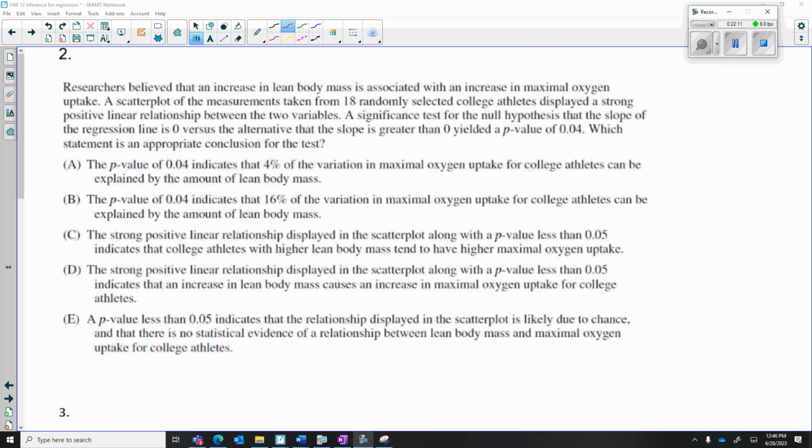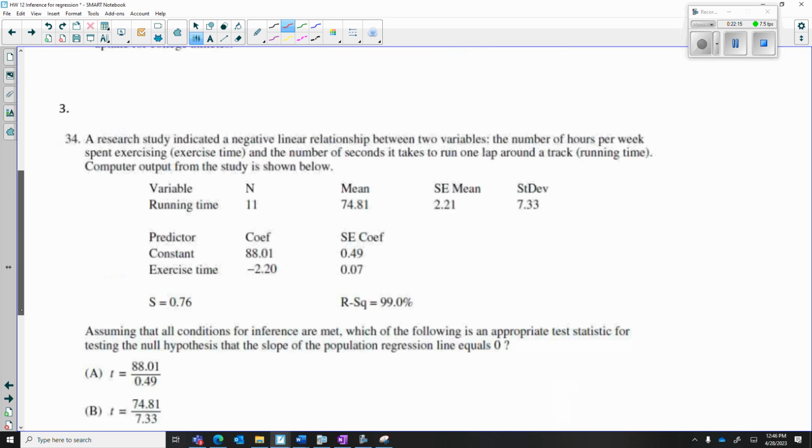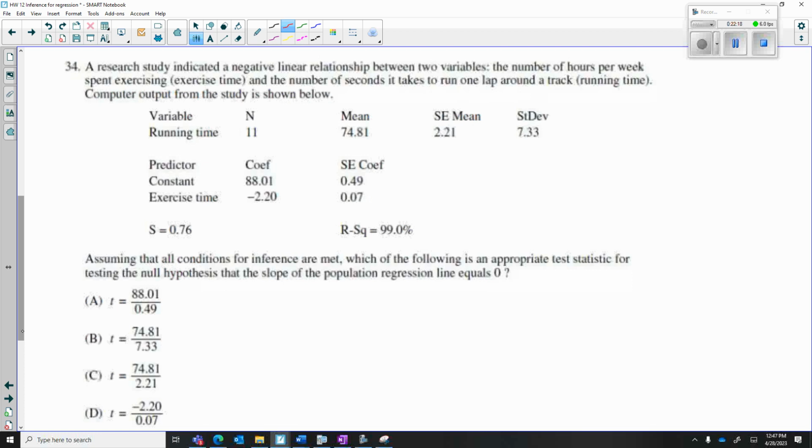So lastly, if you skip to some of these AP questions, skip past 1, skip past 2, go to number 3. This is kind of a straightforward question here. This is an AP question related to a t-score for slope. So it says they did a research study and they had a negative linear relationship between the variables of number of hours per week spent exercising, which is the exercise time, that's the x variable, and the number of seconds it takes to run one lap around the track. So the more you exercise per week, the less time it should take you to go run a lap around the track, a quarter of a mile.